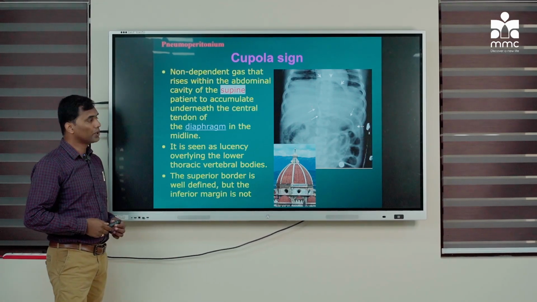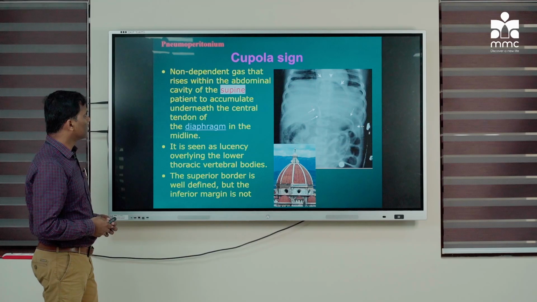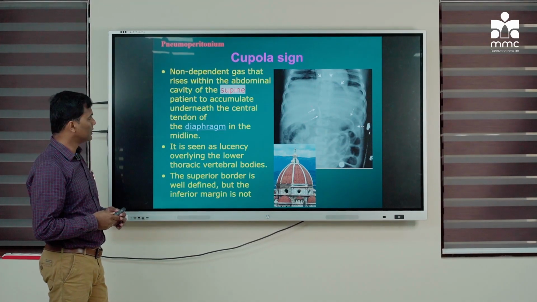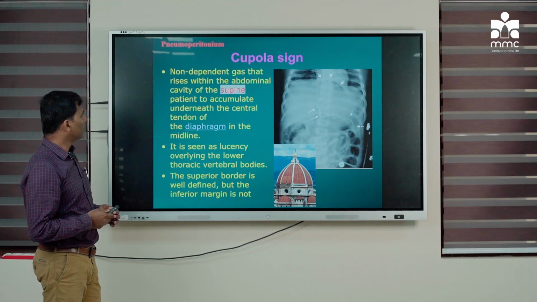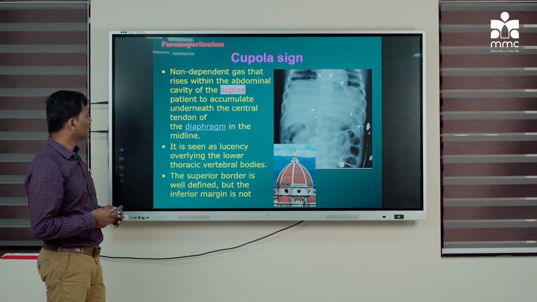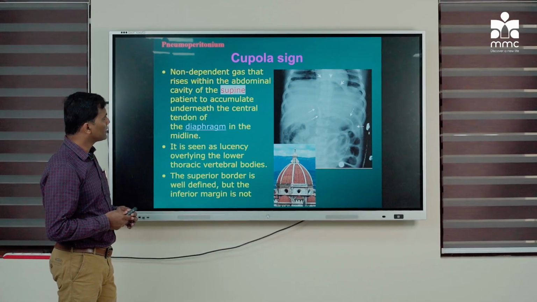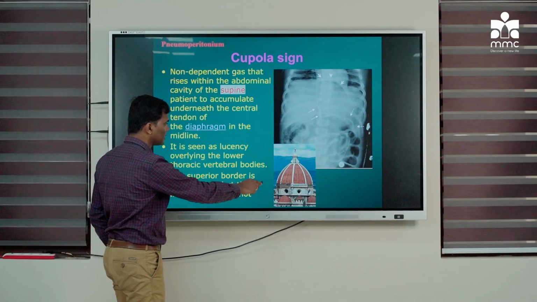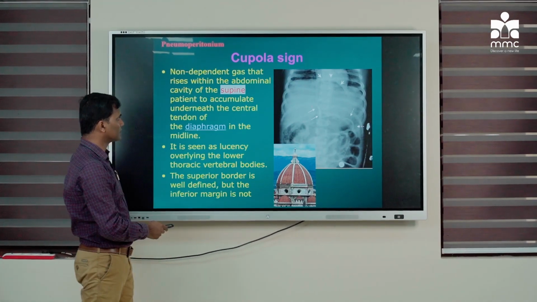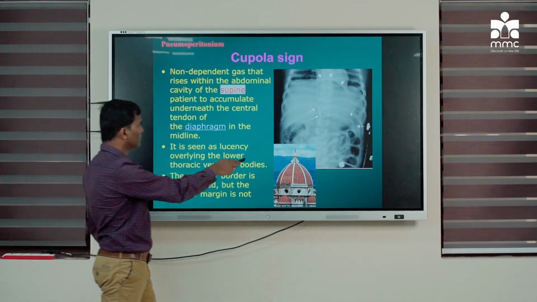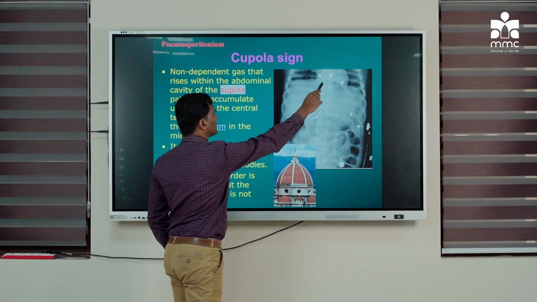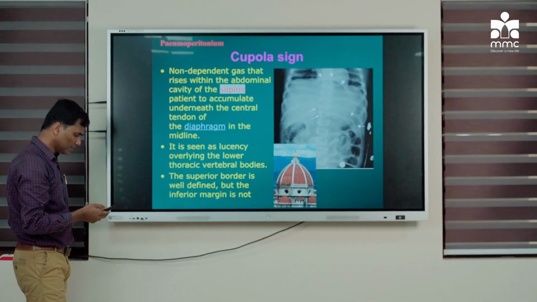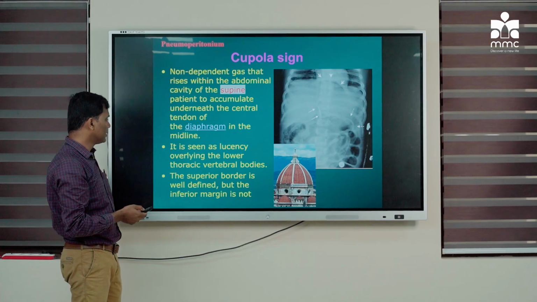The next important sign is the cupola sign. It is done in a supine X-ray. The non-dependent gas that rises within the abdominal cavity gets accumulated under the central tendon of the diaphragm. Like a cupola, in the lower image you can see the upper border is well defined, the lower border is indistinct. So in relation to the diaphragm, this lucency is the cupola sign, air getting collected there, and the lower margin is indistinct. It is seen at the level of the lower thoracic vertebra in supine view.